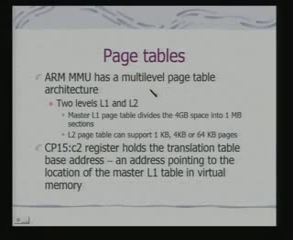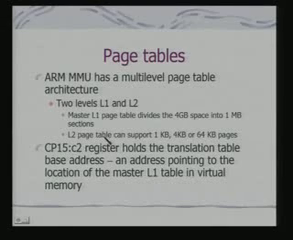In fact, the ARM MMU supports a multi-level page table, because it has 2 to the power 32 addressable locations. It has 2 levels, which we call L1, level 1, and L2. The master L1 page table divides the 4 GB space into 1 MB sections. An L2 page table can support 1 KB, 4 KB or 64 KB pages. So different processes can actually use different size pages, depending on the way the L2 page table is configured.